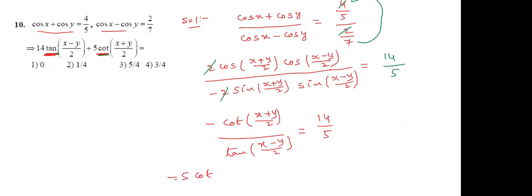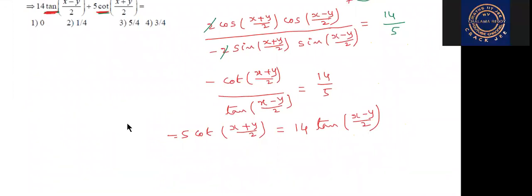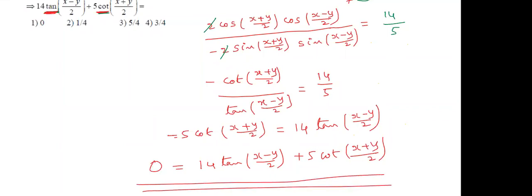Minus 5 cot of x plus y by 2 is equal to 14 tan of x minus y by 2, just by taking the cross multiplication. Now, by observing the question, I am sending minus 5 cot to the right hand side. The right hand side already has 14 tan of x minus y by 2. If you send minus 5 cot to the right hand side, it becomes positive. So what remains on the left hand side? 0. See the final answer, which option is correct?